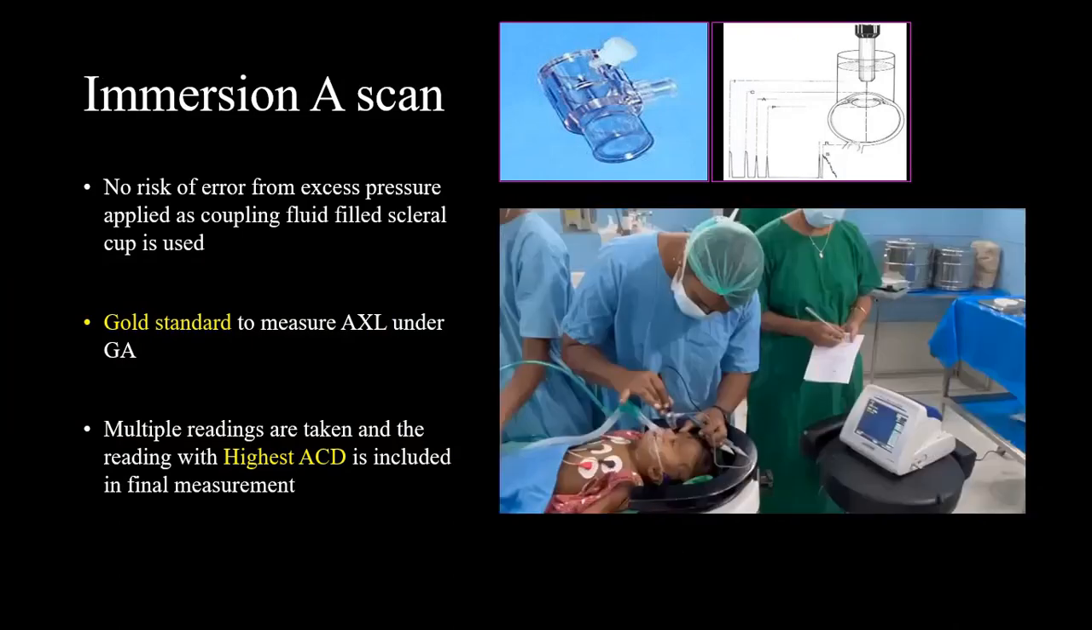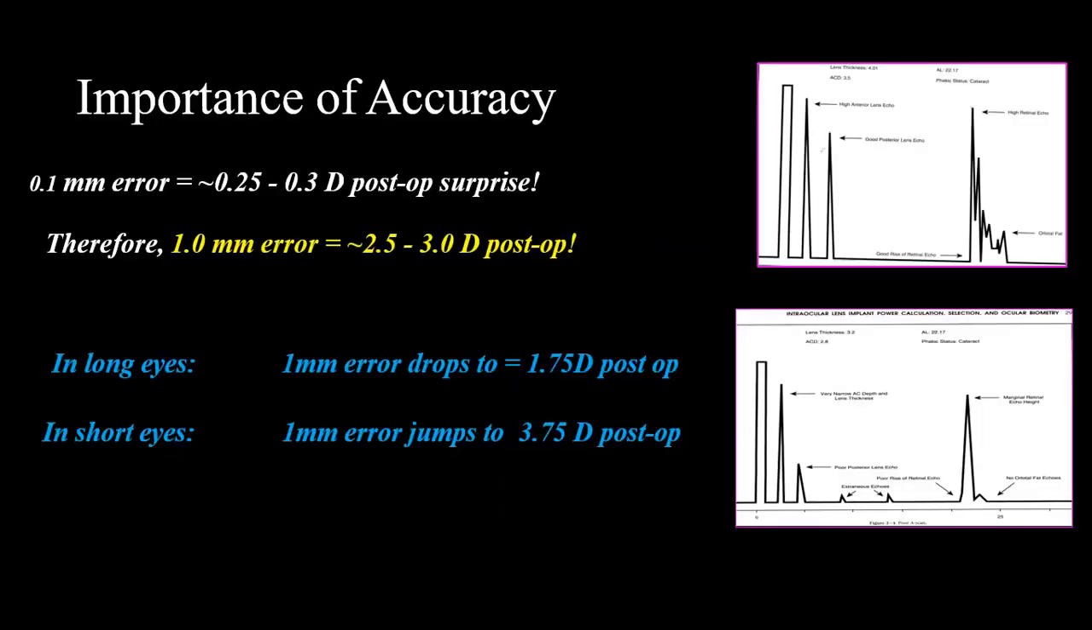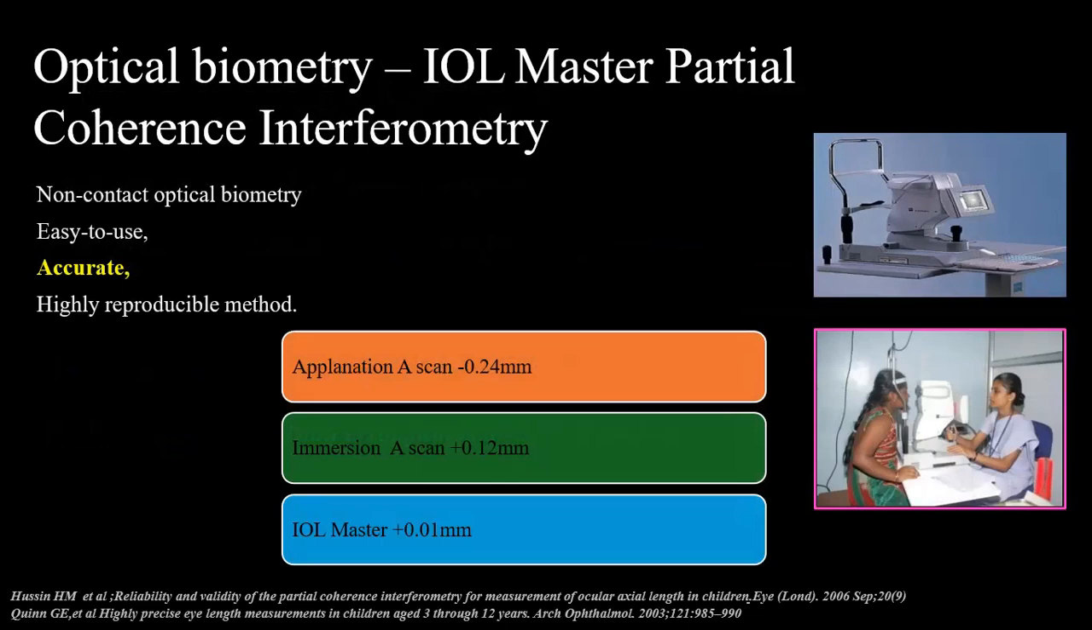So we are saying it is very important that we accurately measure the axial length. Why accuracy is important is because even a 1 millimeter error in the axial length can lead to around 3 diopters of postoperative refractive surprise. In shorter eyes, the error jumps to even 3.75 diopters postoperatively.